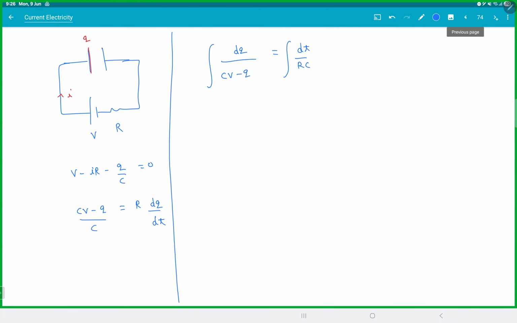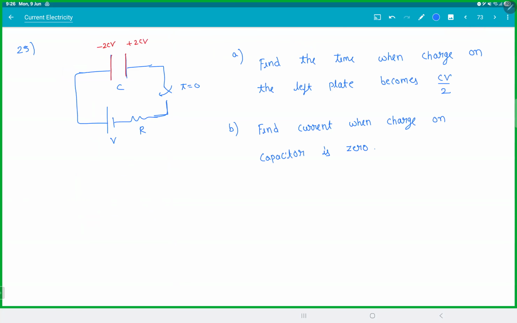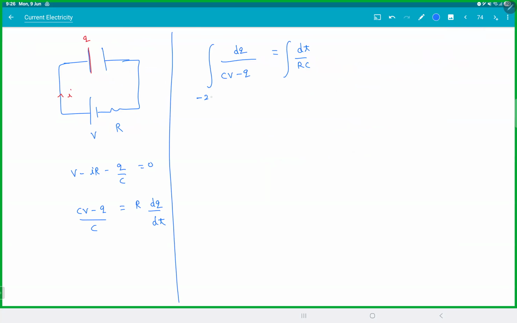Now be careful. You have taken the left plate as small q. What is the charge on the left plate initially? Minus 2 CV. So the limits will go from minus 2 CV to q. I hope you have taken minus 2 CV and not 2 CV. Be careful with that. And then you're done. So this will be minus ln of (CV minus q) by 3 CV equals t by RC.